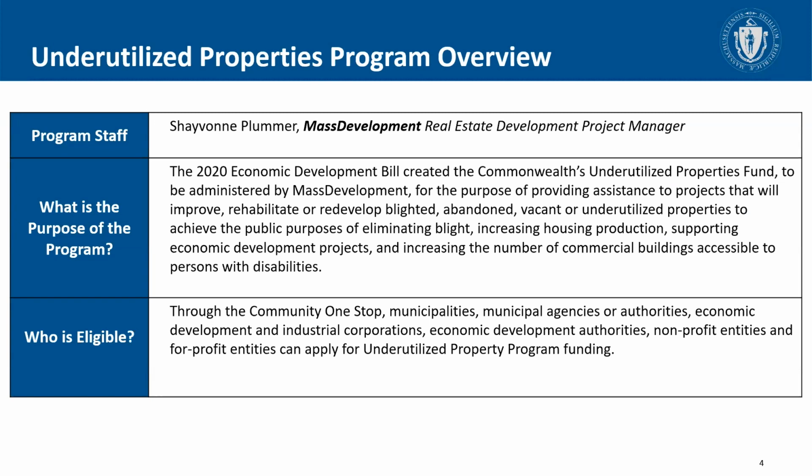The 2020 Economic Development Bill created the Commonwealth's Underutilized Properties Fund to be administered by Mass Development for the purpose of providing assistance to projects that will improve, rehabilitate, or redevelop blighted, abandoned, vacant, or underutilized property to achieve the public purposes of eliminating blight, increasing housing production, supporting economic development projects, and increasing the number of commercial buildings accessible to persons with disabilities.